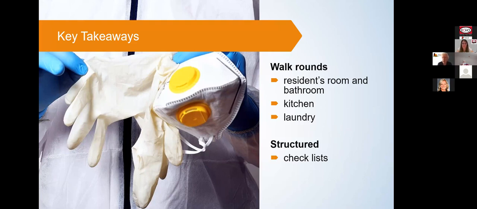So walk rounds are so important. So going into the residence room, also the bathroom, also include the walk rounds for kitchen and laundry, and using that structured checklist that we showed you earlier in the video is really a good idea. And we'll get you a copy of that. Next slide, please.